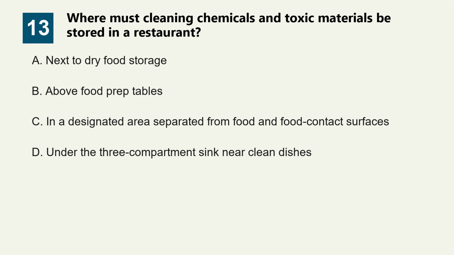Question 13. Where must cleaning chemicals and toxic materials be stored in a restaurant? Option A. Next to dry food storage. Option B. Above food prep tables. Option C. In a designated area separated from food and food contact surfaces. Option D. Under the 3-compartment sink near clean dishes. The correct answer is option C.